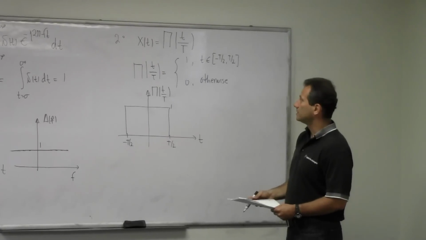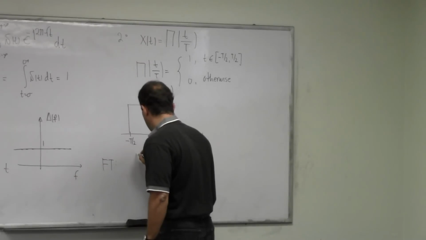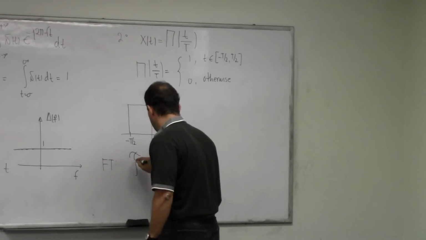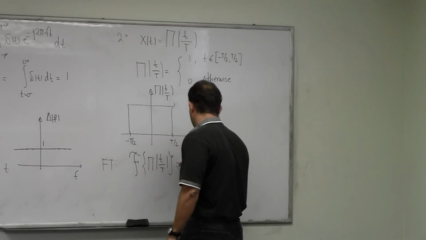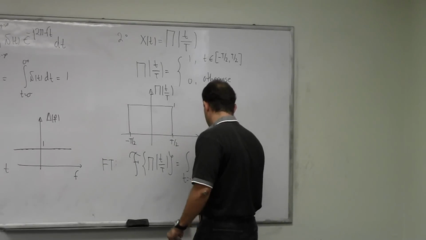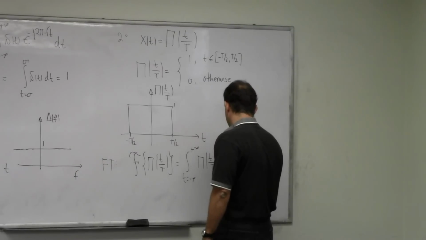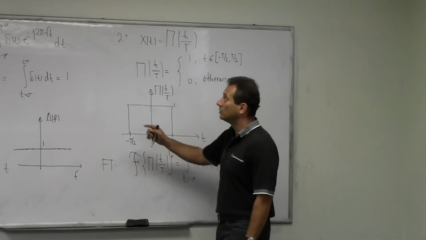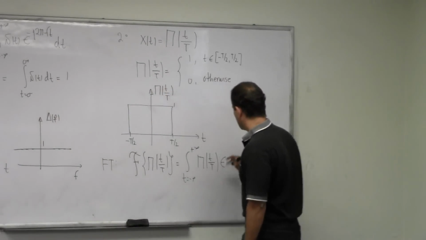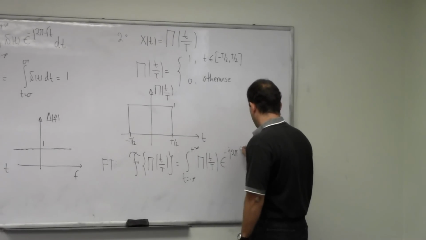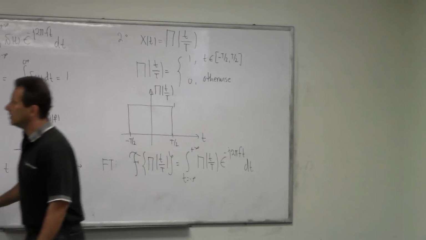So let's determine the Fourier transform of this guy. We start the same way. Fourier transform of pi of t over capital T is going to be the integral when t goes from minus infinity to plus infinity of pi of t over capital T, then you have this function here. We call this function the kernel, the Fourier transform kernel. e to the minus j 2 pi f t, and then we integrate over t. So there's a dt here. Let me continue over here.